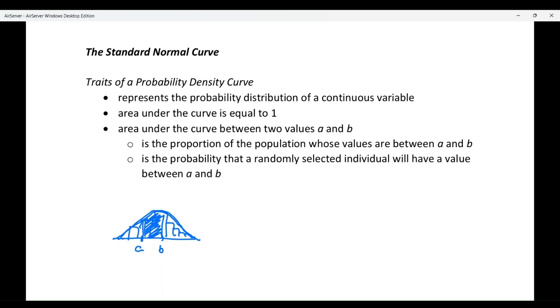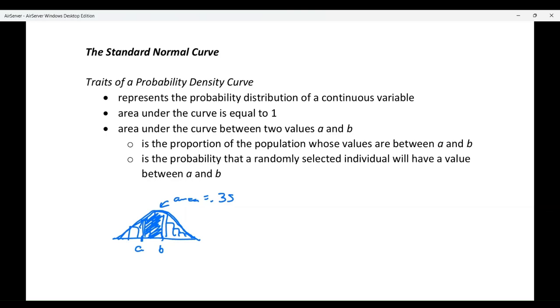So let's just suppose, for example, that this area is 0.35. That means that 35% of all of the data is between those two values. But that also means that if I was to randomly select one value from all of the values in that set, there's a 35% probability that that value would come from that shaded region, because that's the proportion of data that covers. So that's a density curve.